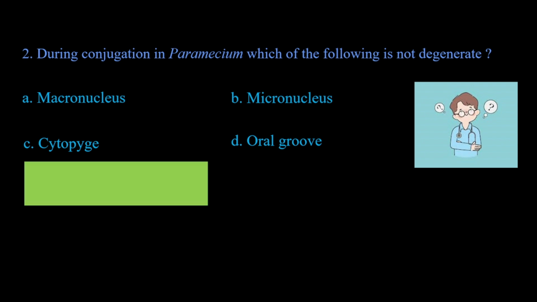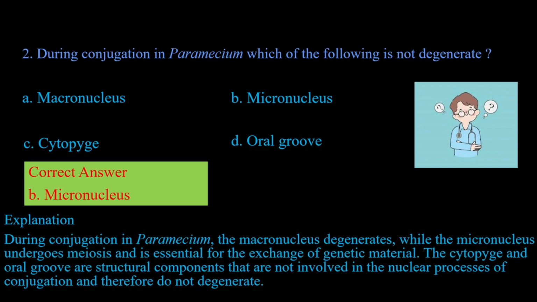The correct answer is option B. Micronucleus. During conjugation in Paramecium, the macronucleus degenerates while the micronucleus undergoes meiosis and is essential for the exchange of genetic material. The cytoplasm and oral groove are structural components that are not involved in nuclear processes of conjugation and therefore do not degenerate.